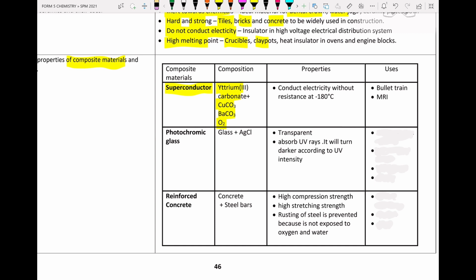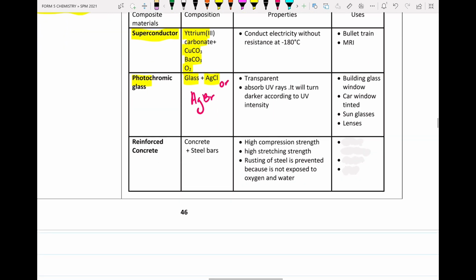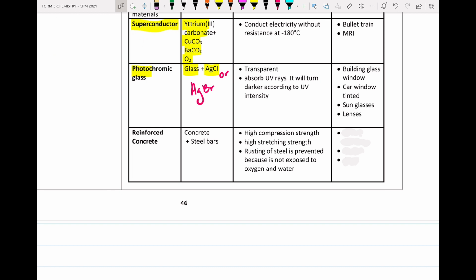All right, next one, glass. Photochromic glass is made up of glass with silver chloride or silver bromide. It's transparent, absorbs UV light, and it will turn darker according to UV light intensity. It's used to make tinted building glass windows, even tinted car windows, and sunglasses. It will darken during daytime and become brighter during nighttime.